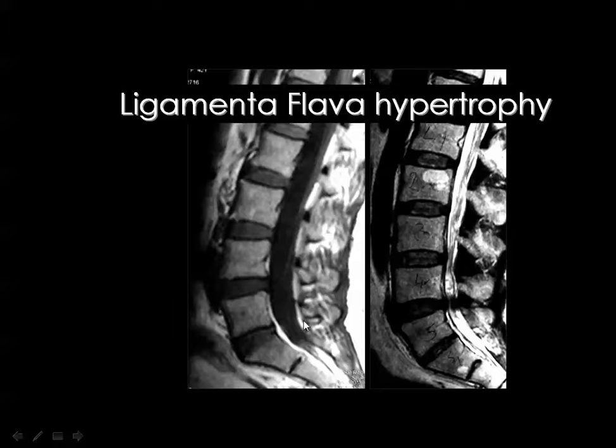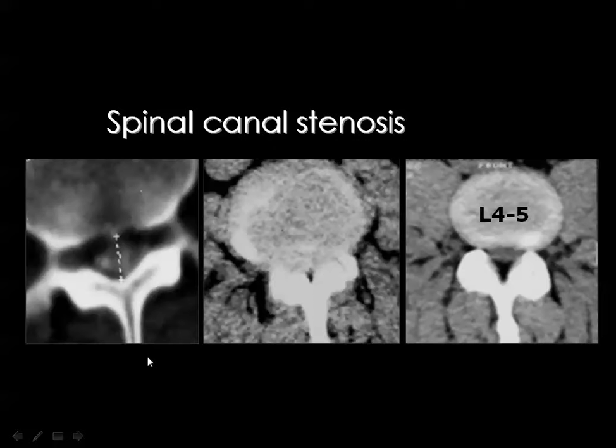Then if you look at this sagittal T1 weighted image, you can see this is the normal size and appearance of the ligamentum flavum, which is located along the posterior aspect of the spinal canal. While here you can appreciate the marked thickening and the hypertrophy of the ligamenta flava with consequent encroachment on the diameter of the spinal canal.